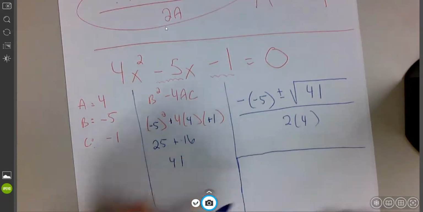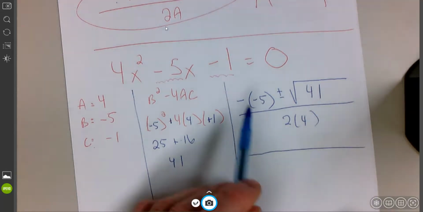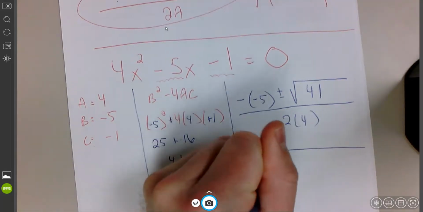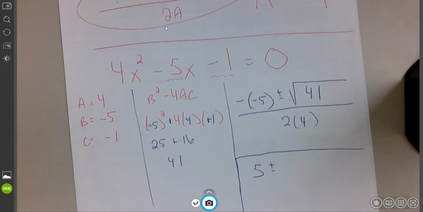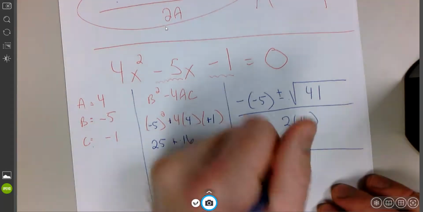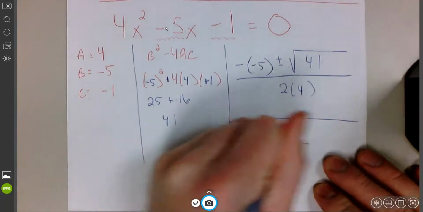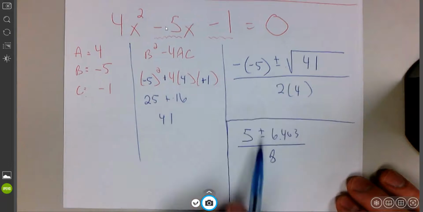I'm making a big deal about this for a reason. Step 4 is to clean this up a little bit. So what I'm going to do is clean up the numerator and denominator, and say, okay, negative 5, that's just 5, plus or minus. Now I'm going to jam this in my calculator. What is the square root of 41? 6.403. Okay. All over 2 times 4 is 8. Step 1, step 2, step 3, step 4.